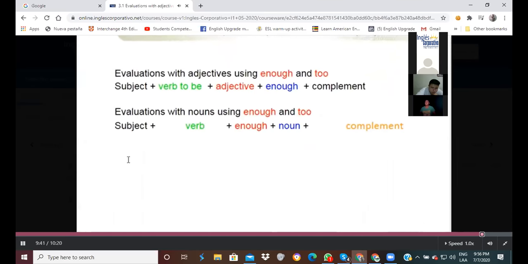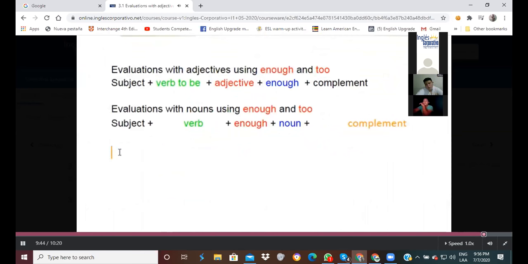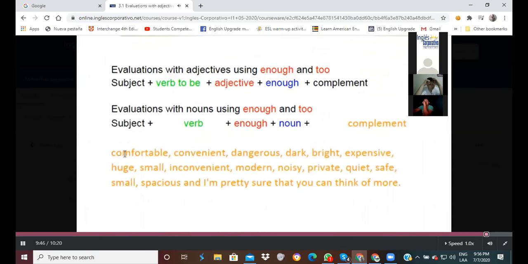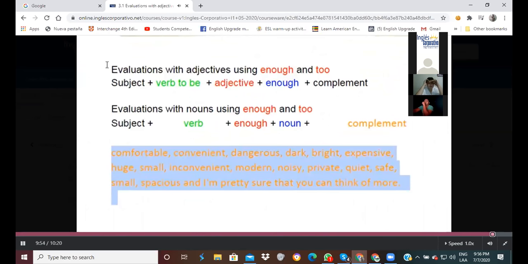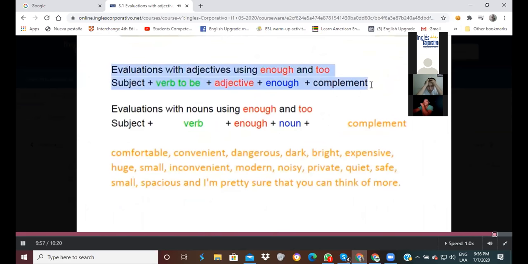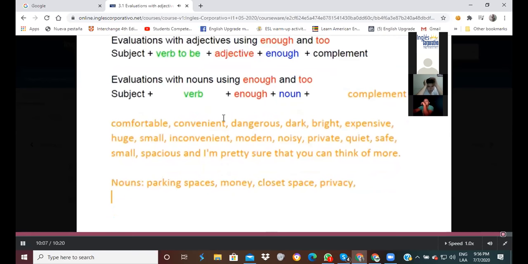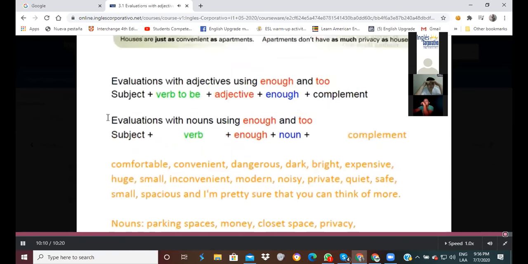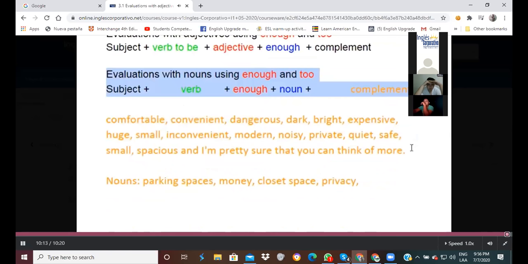The last thing that I would like for you to do now is to evaluate your house or apartment. Depends on where you live, right? And I want you to evaluate your house or apartment using adjectives, such as the ones that are here, and of course following the formula that I presented to you earlier today. And I also want you to evaluate your house or apartment using nouns. So once again, using the formula that I'm presenting to you today. I want you to make as many examples as you possibly can. The idea is to practice as much as possible.